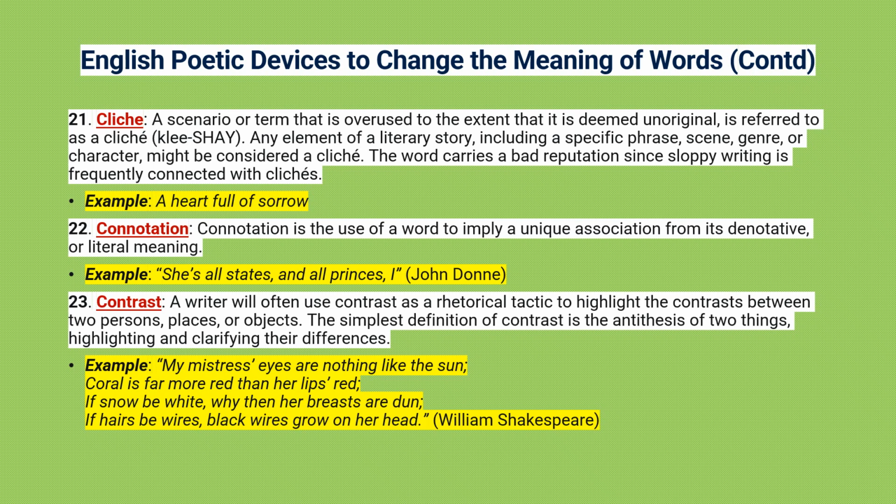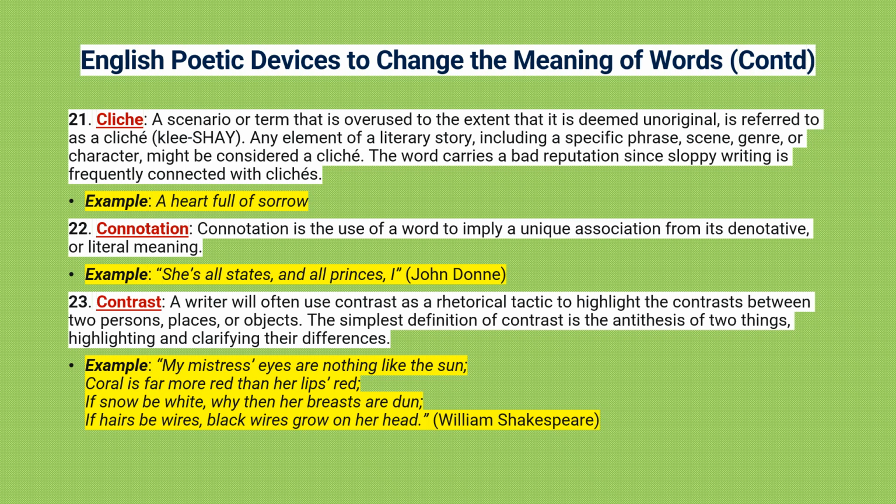In this slide, students, we are going to discuss three poetic devices. The first one is cliche, not very commonly used. All three of them, contrast, connotation, and cliche, are not very frequently used, but still, for your knowledge, I would like to discuss them. A cliche is a scenario or term that is overused to the extent that it is deemed unoriginal. The word carries a bad reputation since sloppy writing is frequently connected with cliches.